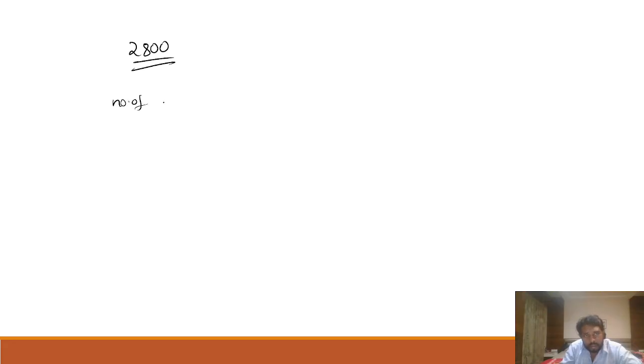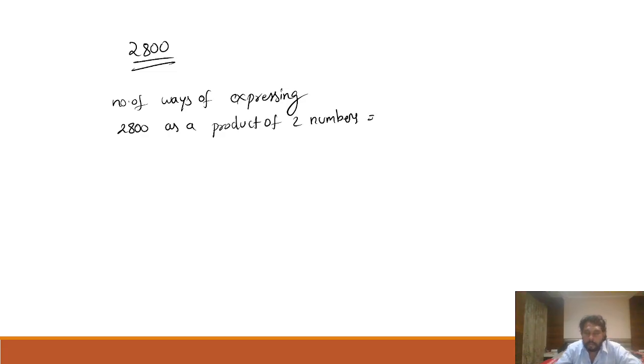Number of ways of expressing 2800 as a product of two numbers. Okay, so try it guys. Fine, I hope you have solved it, and I'm moving to next question.